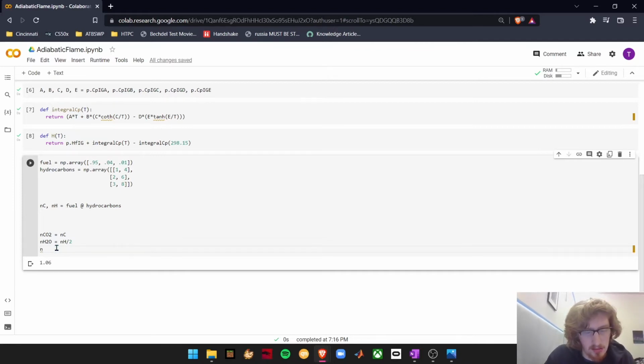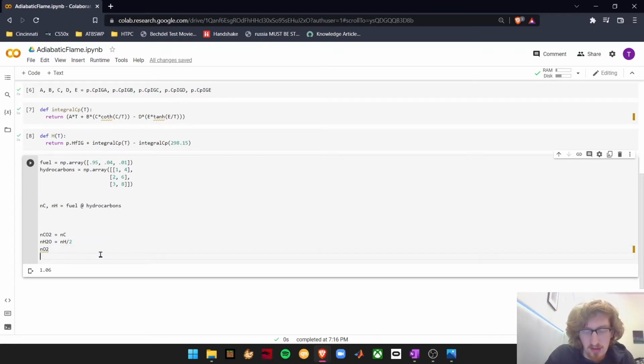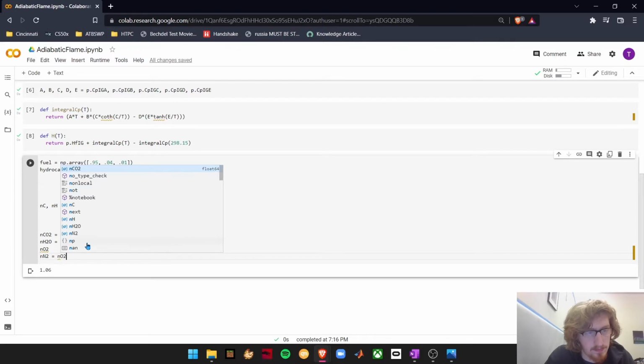Suggestive typing does get annoying when you're not trying to use things you've already defined. And then our number of moles of nitrogen. So we know our number of moles of nitrogen is just going to be equal to our number of moles of oxygen times our ratio, which is 79/21.